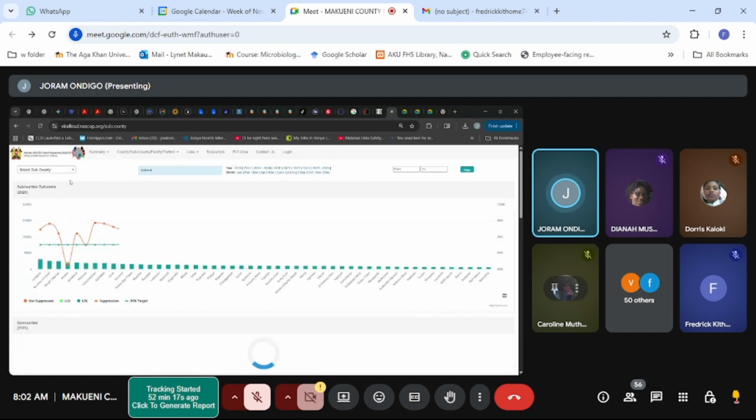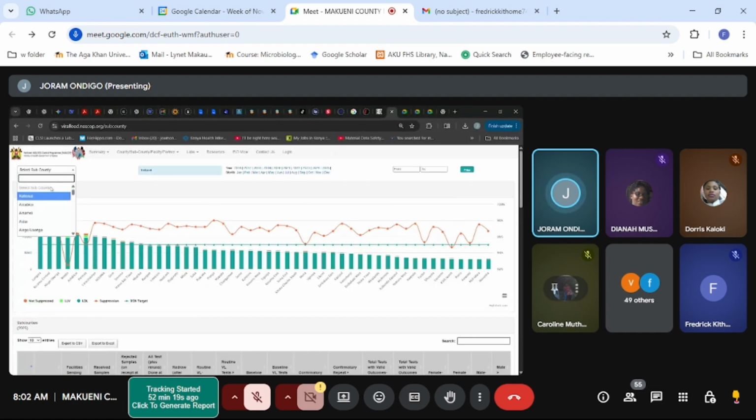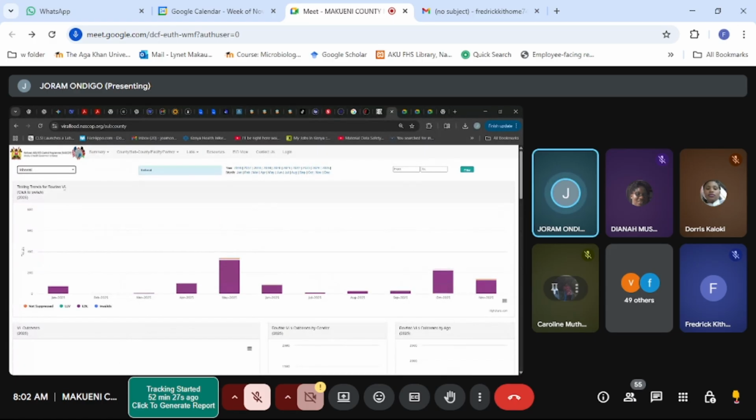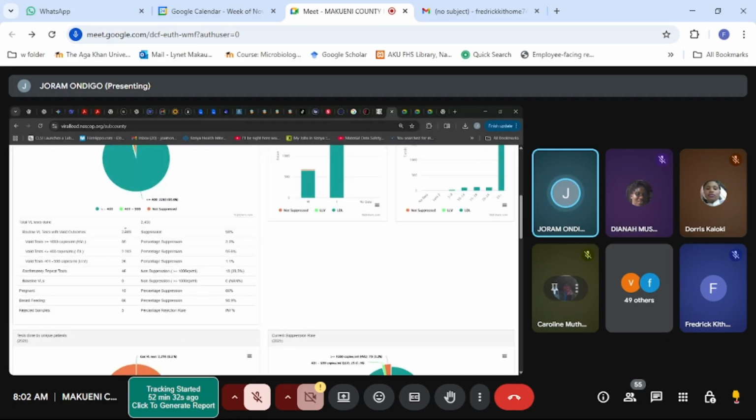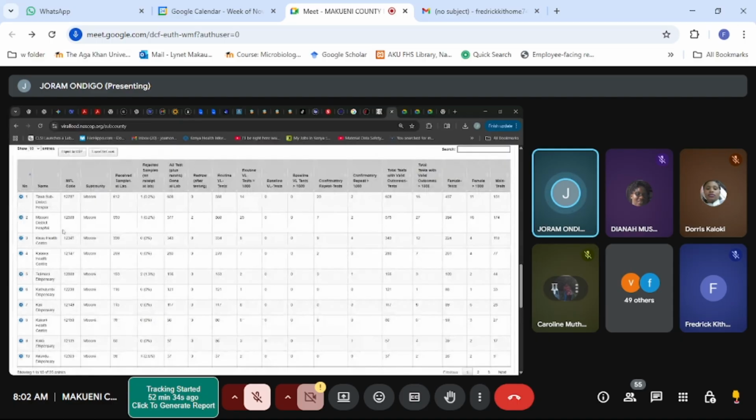When you click on the sub-county, you can come here and pick, let's say, which sub-county? Let's say Mbooni. Just click on Mbooni. You just want to look at Mbooni in totality, and this is what you get with Mbooni. It might not give you a lot, but it will tell you the facilities in Mbooni that are sending samples.